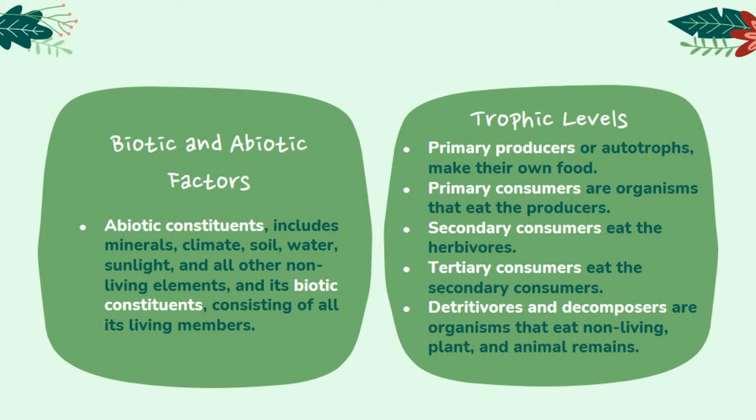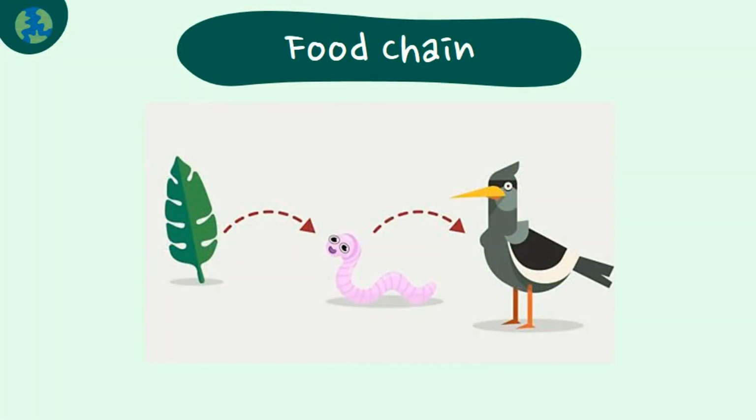The detritivores and decomposers are the final part of food chains. The detritivores are organisms that eat non-living plant and animal remains, for example, scavengers such as vultures that eat dead animals. The food chain describes who eats whom in the wild. Every living thing, from one-celled algae to giant blue whales, needs food to survive. Each food chain is a possible pathway that energy and nutrients can follow through the ecosystem.